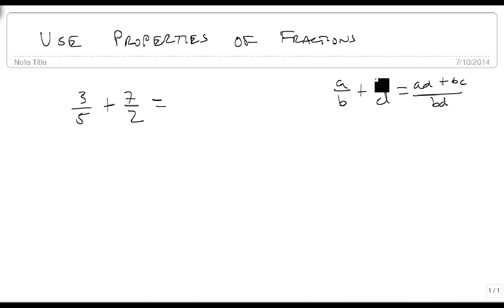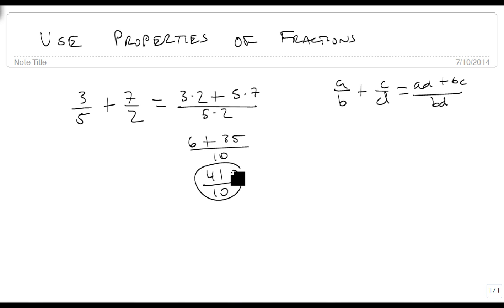So that means that since A is 3 and D is 2, we'll multiply those together, and we'll get 5 times 7 for our B times C, and we'll divide that by 5 times 2. Now 3 times 2 is 6, 5 times 7 is 35 over 10, 6 plus 35 over 10 is 41 over 10. So there's our answer.